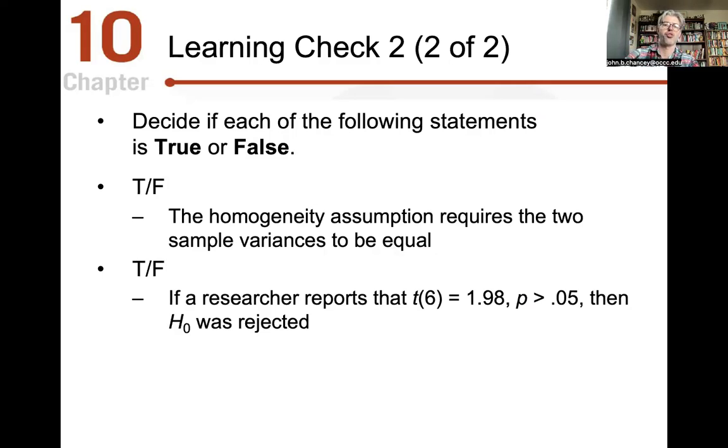The homogeneity assumption requires two sample variances to be equal. And second one, true or false: if a researcher reports that t with degrees of freedom 6 equals 1.98, p-value is greater than 0.05, then the null hypothesis was rejected. Go ahead and pause your video here. Make sure you understand both of these before moving on.